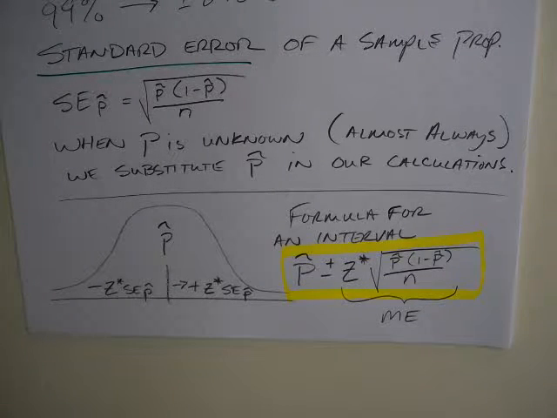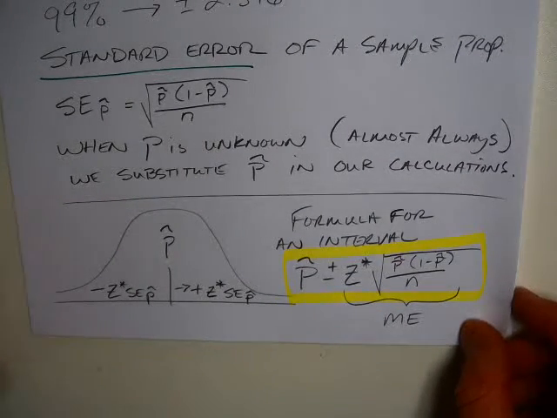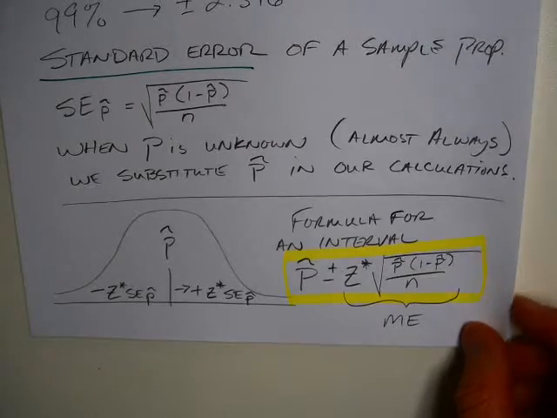Now we calculate margin of error differently depending on what we're given, but this is for proportions. Everybody good? All right, conditions of inference for proportion.